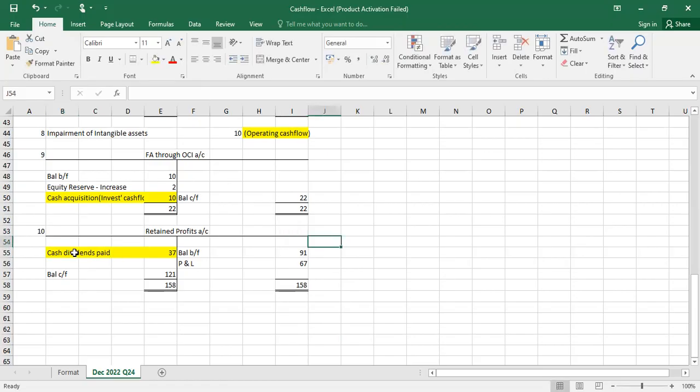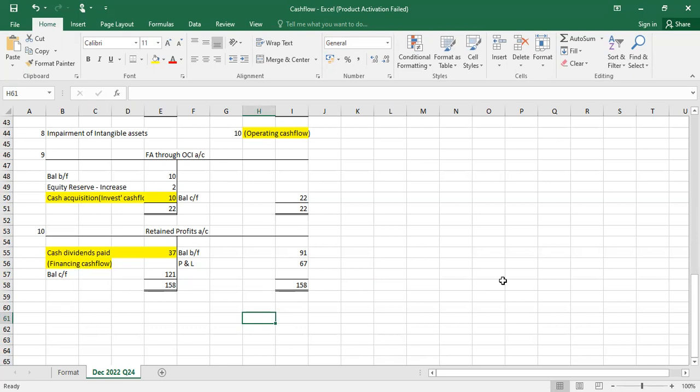And so again, later you have to remember that the cash dividends paid are adjusted for as which cash flows? As financing. This will be a financing cash flow. All right.